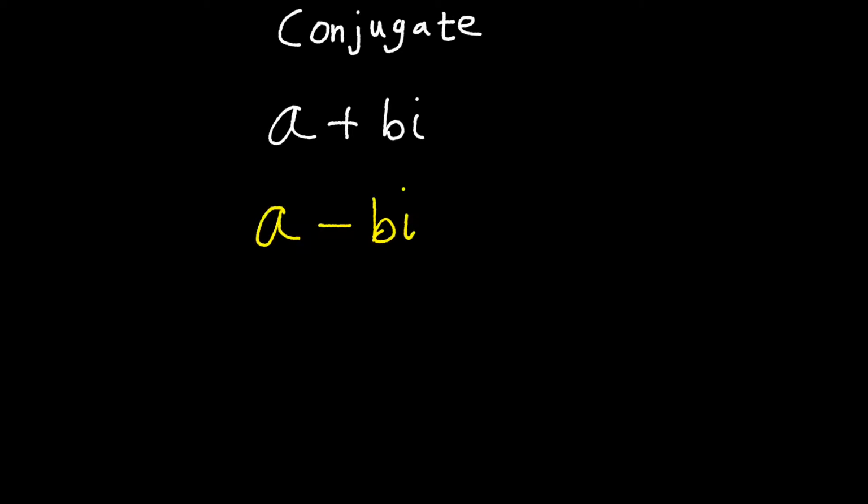So if I had something like, let's say, 5 minus 2i, my conjugate would be 5 plus 2i. All you have to do is change it from plus to minus, or from minus to plus. That's the whole concept behind a conjugate. Nothing else changes, just the sign for the imaginary number. Alright, now that we've got that out of the way, let's talk about simplifying with i.